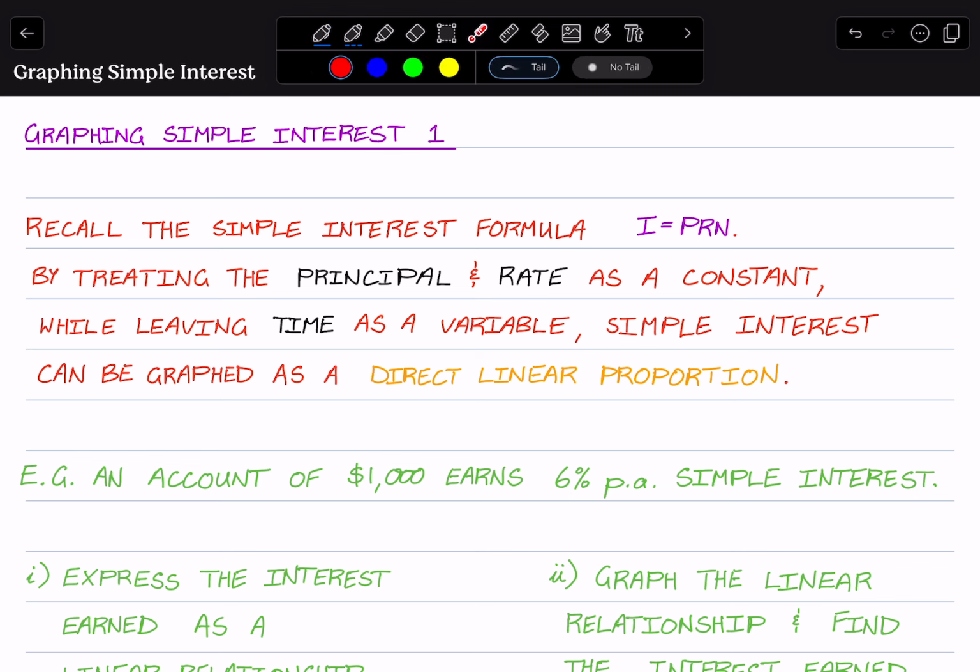Let's recall this simple interest formula. I equals principal times rate times the number of years. By treating the principal and rate, these two values, as constants while leaving time as a variable, simple interest can be graphed as a direct linear proportion.